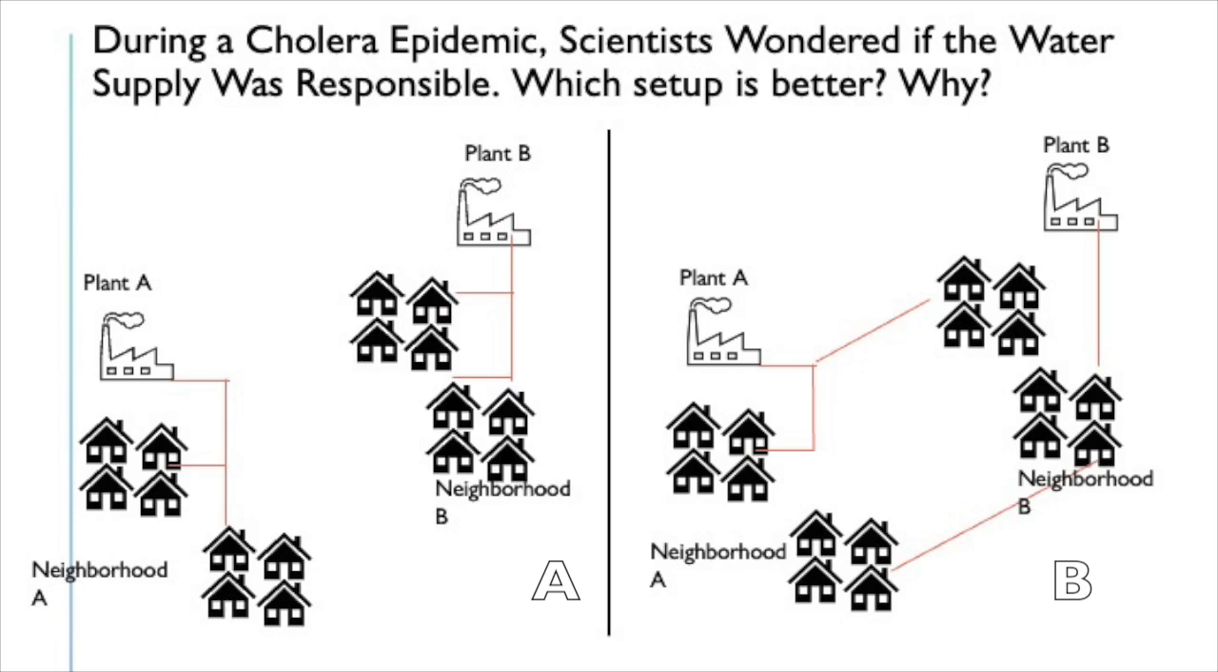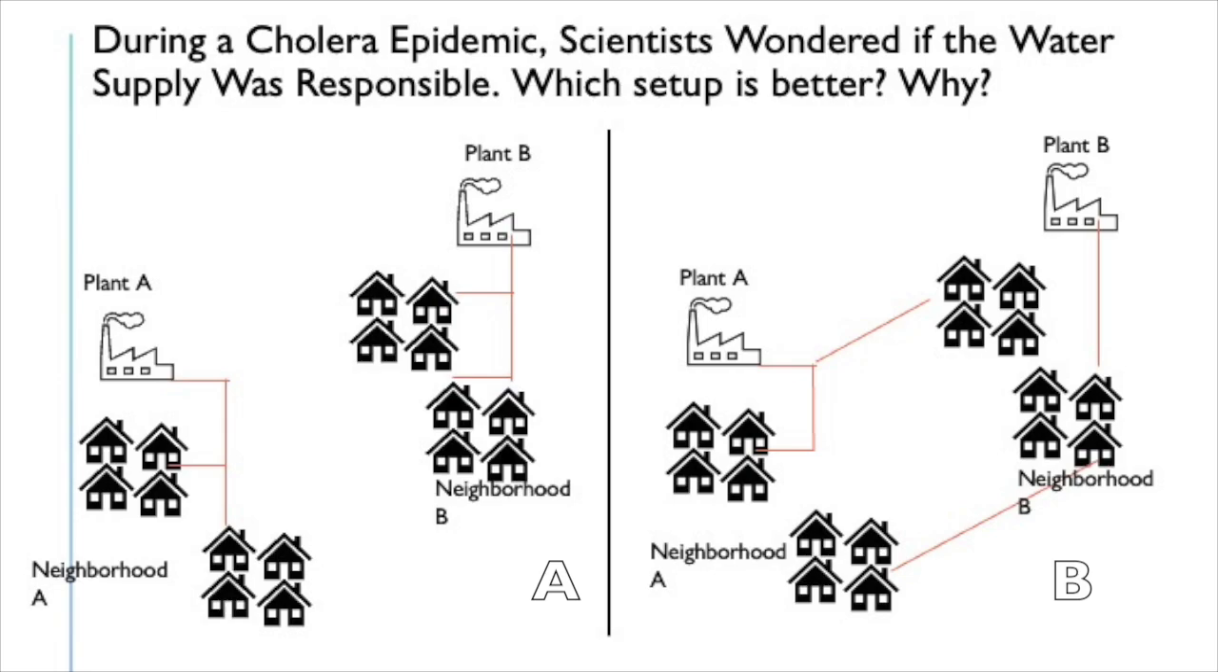And so in condition A, you'll see we've got plant A delivering water to neighborhood A, to the houses in neighborhood A. So there's two clusters of 4 houses that represent neighborhood A. And then over here we've got plant B that delivers water to neighborhood B, as represented here by 2 clusters of 4 houses.